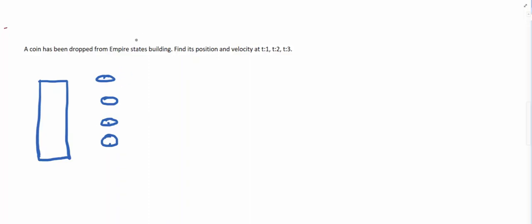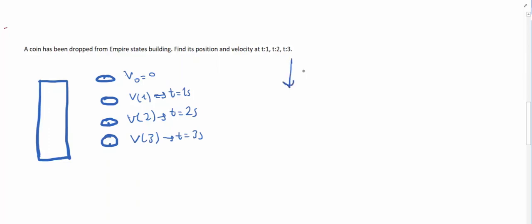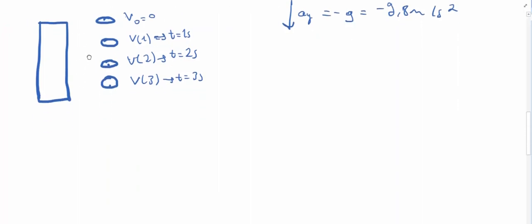So its velocity at 0 is 0. And the second one, this is for t equals 1 second, v2, and this is for t equals 2 seconds, and v3 is for t equals 3 seconds. It's going downwards. a_y equals minus g, and that equals minus 9.8 meters per second squared. Okay, and now let's write one by one.